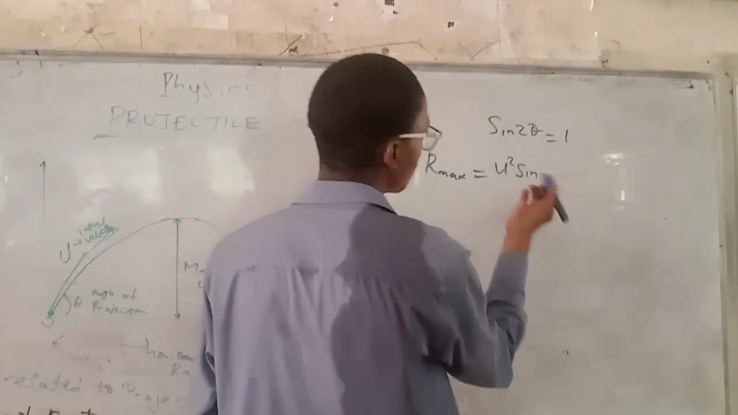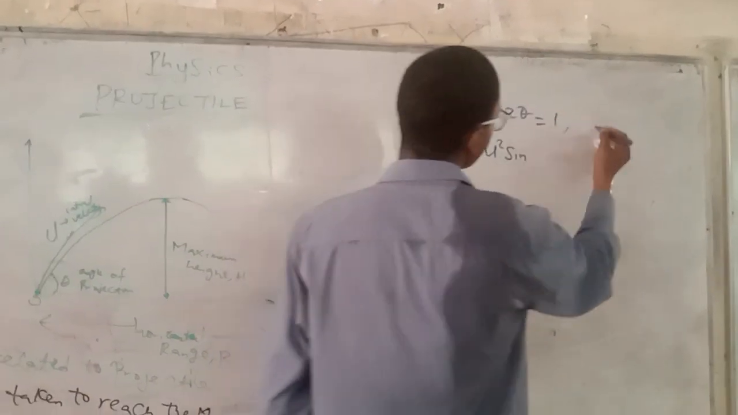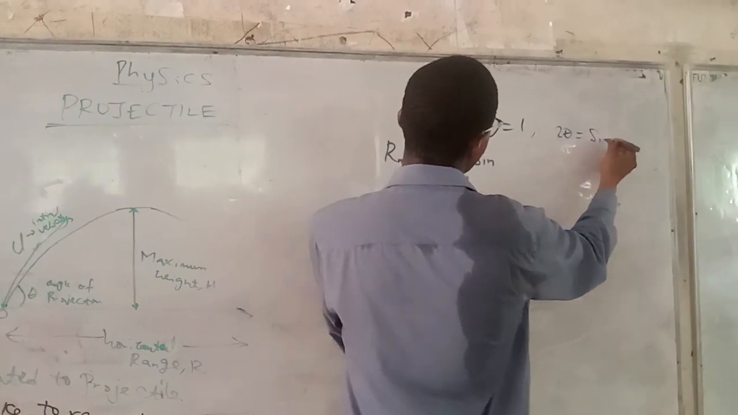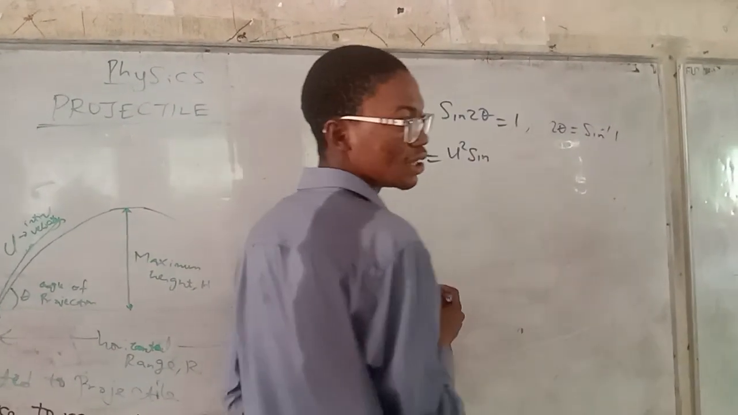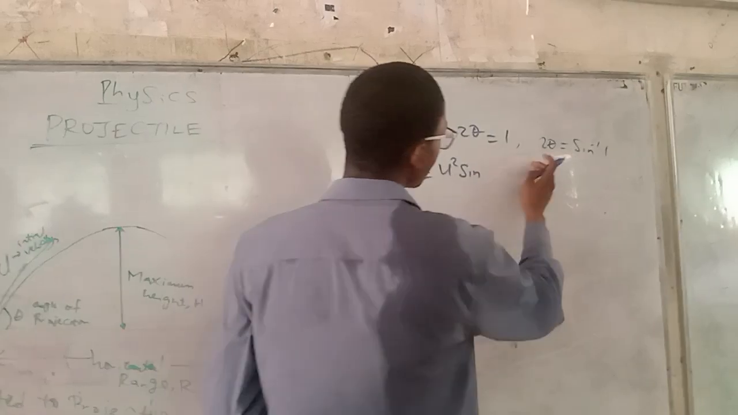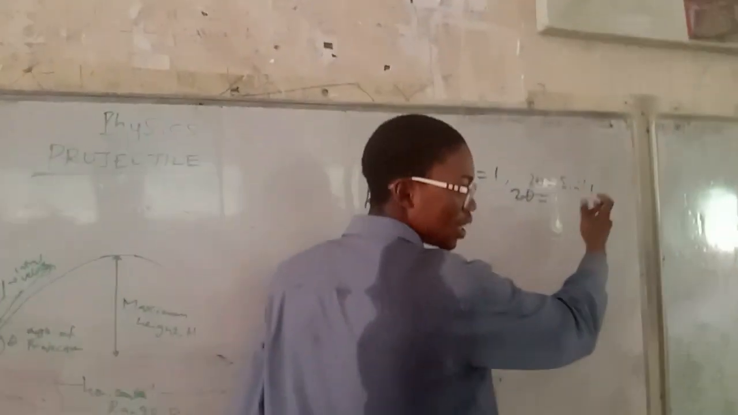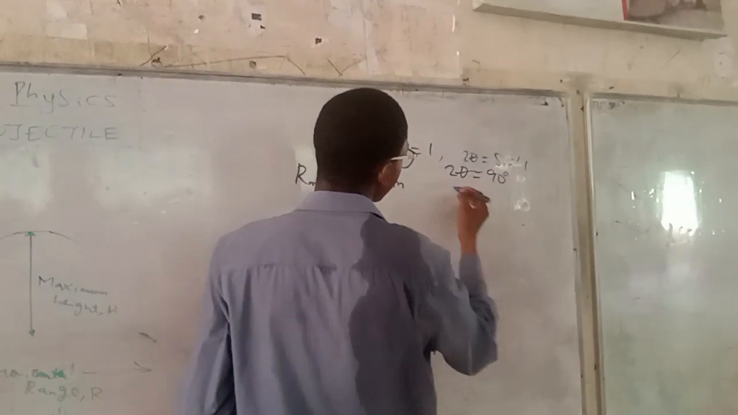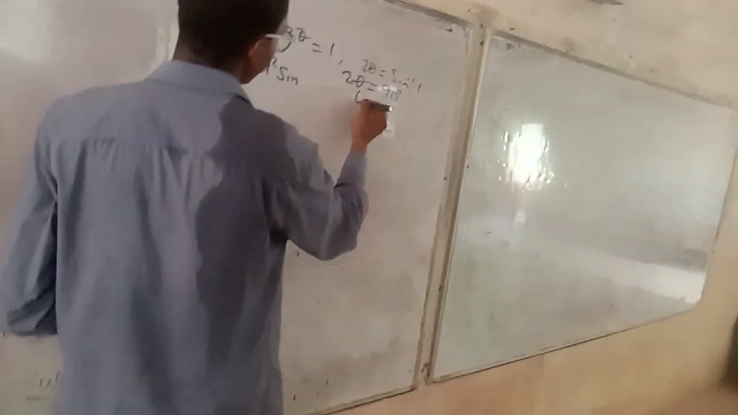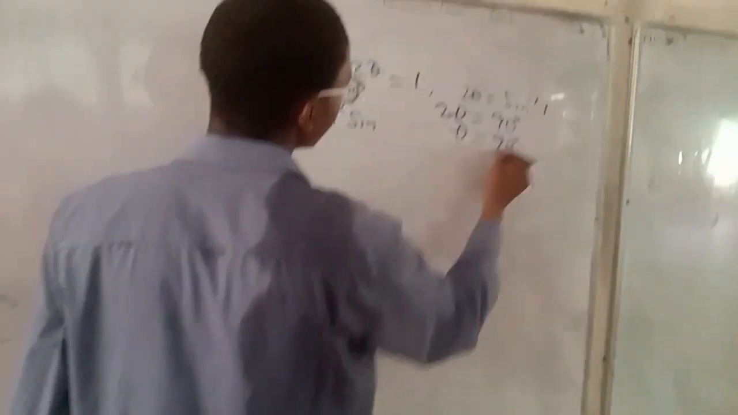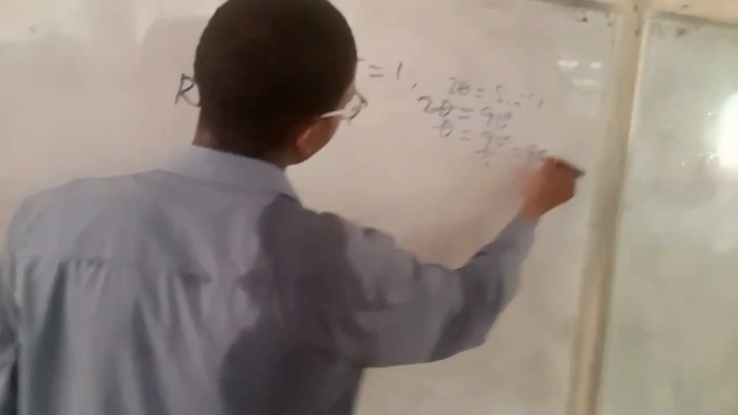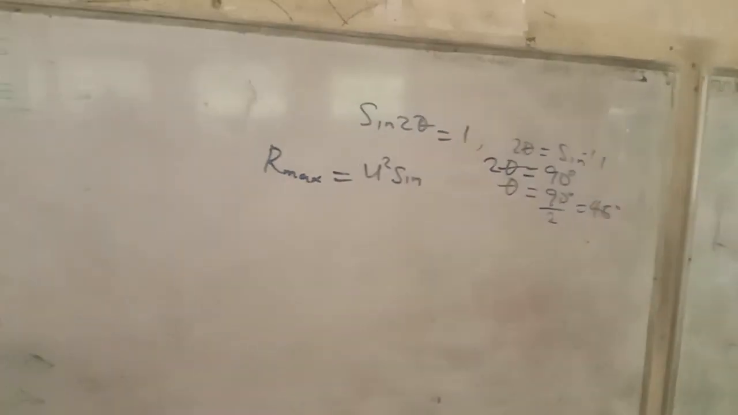This is what I mean. If sine 2 theta equals 1, then you have 2 theta equals arc sine of 1, right? Do you get me? So 2 theta is equal to what is arc sine of 1? That is 90, right? Now divide both sides by 2. Then you have theta equals 90 degrees over 2, then equals 45 degrees.